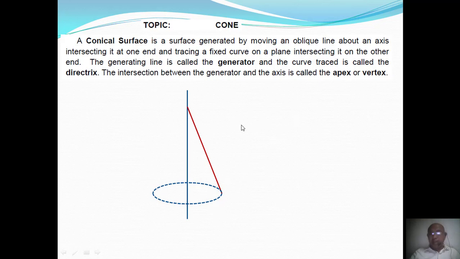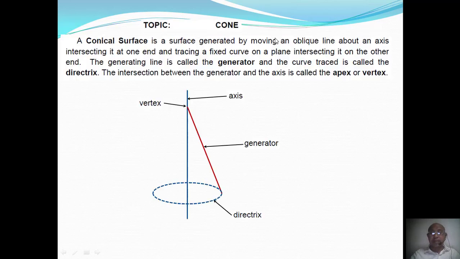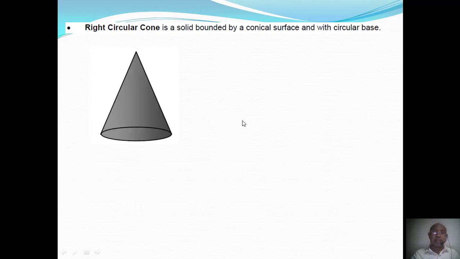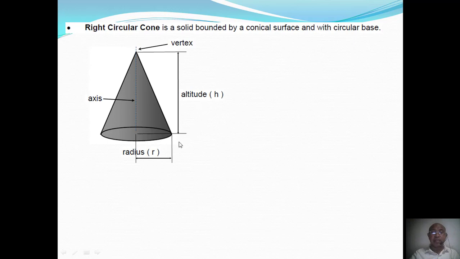So, a solid bounded by a conical surface. By the way, let me go back to this. This is the vertex, this is the axis, the generator, and then the directrix. Okay? So, a solid bounded by a conical surface and with a circular base is what we call a right circular cone. So, we have the vertex or apex, the altitude or height, then we have here the radius of the base r.